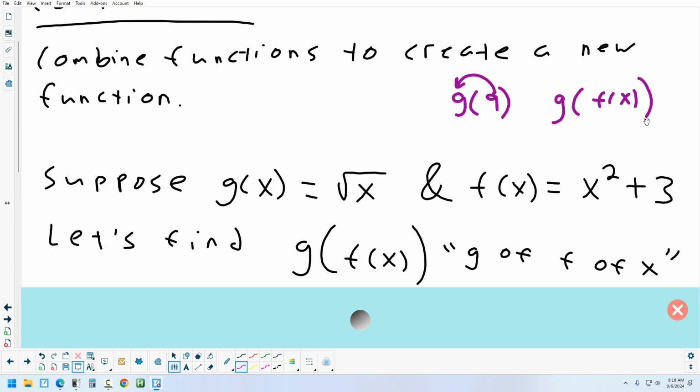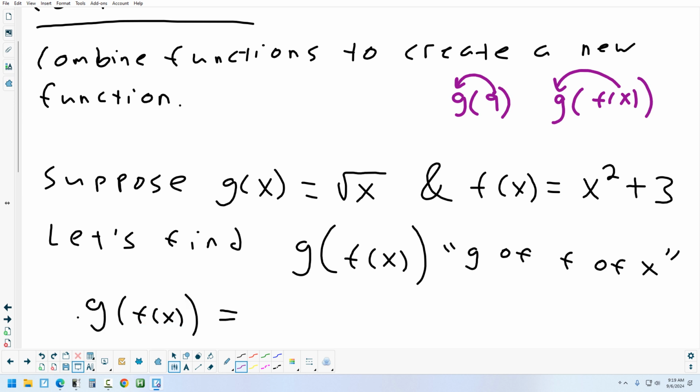But instead of filling a 9 into the g function, you're going to fill in that, or whatever they give you. So you're going to fill in a formula for the variable rather than just a number. That's what composition is: plugging in an entire formula for the variable. So let's try this one. g of f of x.